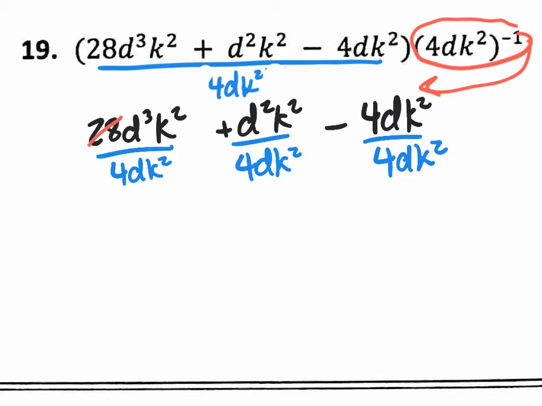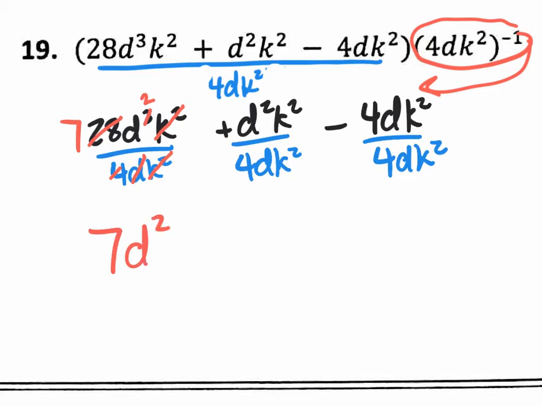28 divided by 4 is 7. There's going to be a coefficient of 7 up on top on the numerator. There's 1d on the bottom, which cancels with 1 of the 3, which means there's 2 left over up on top. Both k's that are up on top cancel with both k's on the bottom. There are no more k's. So the first term is 7d to the 2nd power.